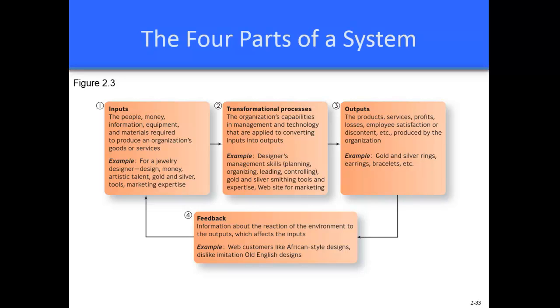The main activity of the organization is to transform inputs into outputs. So the transformation processes are the organization's capabilities in management, its internal processes, and the technology that are all applied to converting our inputs that we defined earlier into our outputs. Those outputs are whatever comes out of the system. So the outputs are such things as products, services, profits, losses, employee satisfaction or discontent, and the like that are produced by an organization. Once again, anything that comes out of the system. And feedback is information about the reaction of the environment to the outputs that affects the inputs. You can think of it as, are our customers buying or not buying the product? That information is an example of feedback.